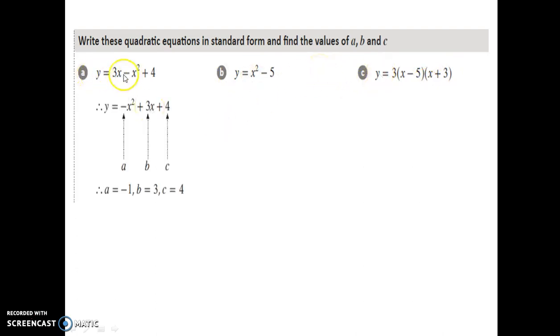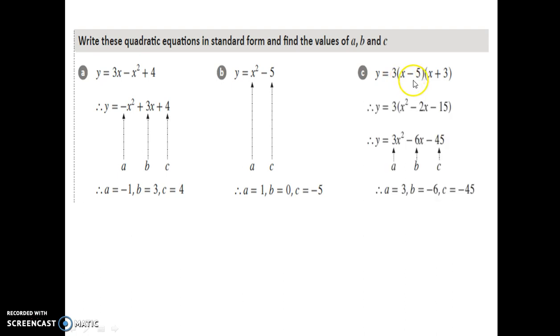So hopefully in this first one you noticed it's out of order. When you rearrange it, your a value is the coefficient here. That's -1, b is 3, and then c is that constant at the end, the 4. Here, we only have two terms, but it's still quadratic. Let's see what our a, b, and c are. A is the number in front of x squared, which is 1. We have no b term because there's no x term, and we go right to the constant at the end. So that's our c value. Notice b for that reason is 0 then. We have no x term, therefore b is 0.